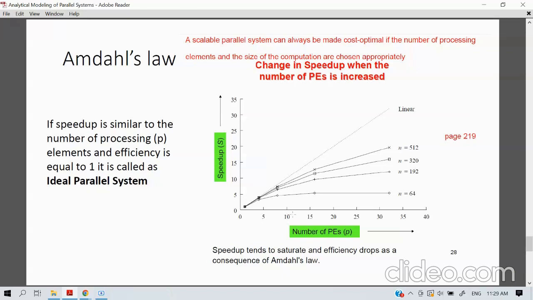Tapi kalau you tengok makin banyak number of processors, speed up dia makin saturate, makin tak naik. So depends pada number of processors that we use. Okay. So in case kalau kita dapat number of processors sama, speed up pun sama, kita panggil dia linear speed up. Also known as what? Apa guys? Ideal parallel system. Okay. So habis. Any question?